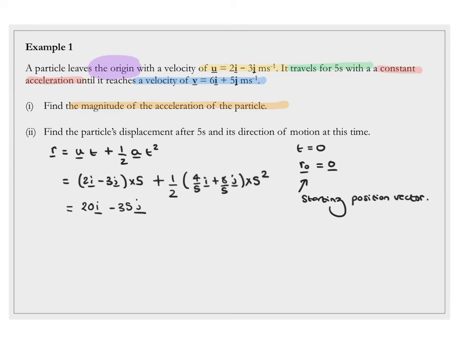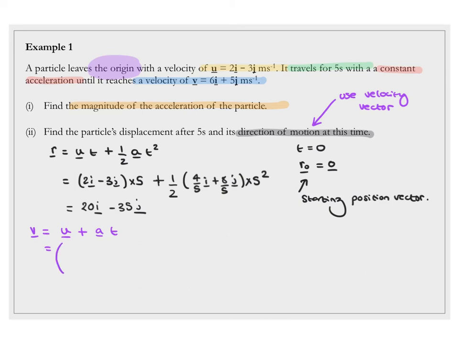Now, to find the particle's direction of motion, for the second part here, it's really important, and not everyone always understands this, that to find the direction of motion, we need to use the velocity vector at this time. So we need to find out what v is. So remember, v equals u plus at. Now, I'm going to do this a little bit differently in my layout.